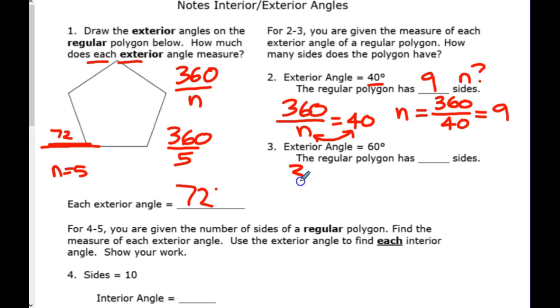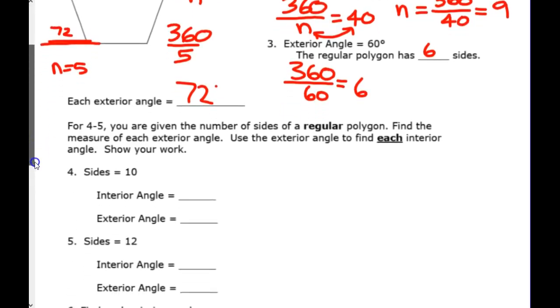So number 3, what are we going to do? 360 divided by 60. We'll cut to the chase on that one. And it equals 6. That's a 6-sided figure if the exterior angles are all 60 for a regular polygon.